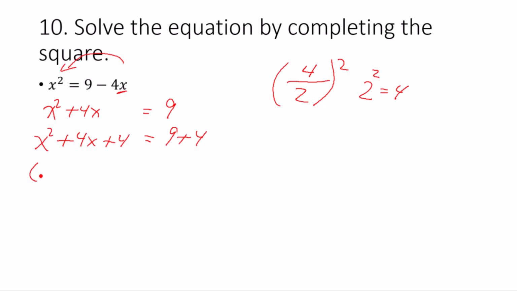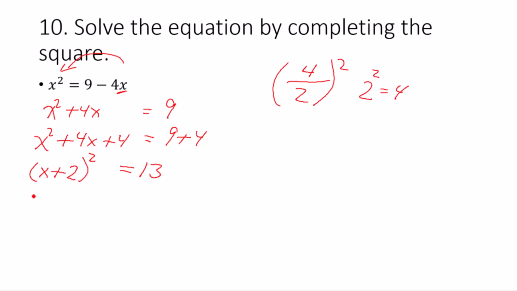Now, time to factor. X plus what? Well, the number before I squared it over here was a 2. So it'll be x plus 2, quantity squared. That's the same thing as this up here, equals, and it's equal to 13. I'm sorry, that's not a perfect square. We'll just have to deal with it, right?